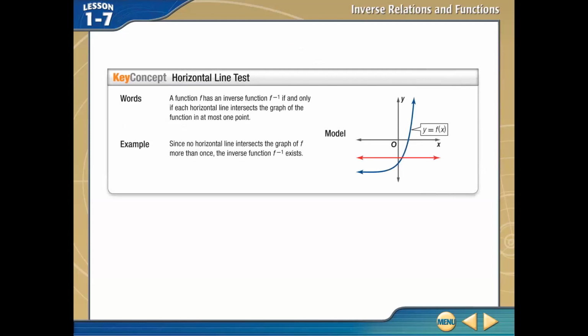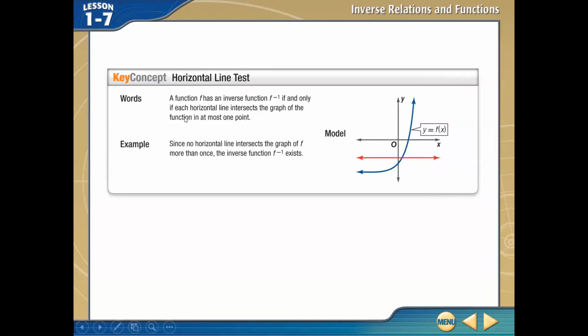So, the horizontal line test. A function f has an inverse function. Once again, we're not talking inverse relations, we're talking inverse functions. An inverse relation just means that we switch the x and y values, we switch what is the dependent and independent variable. So a function f has an inverse function, f inverse, expressed just like that, f with the -1 on top.